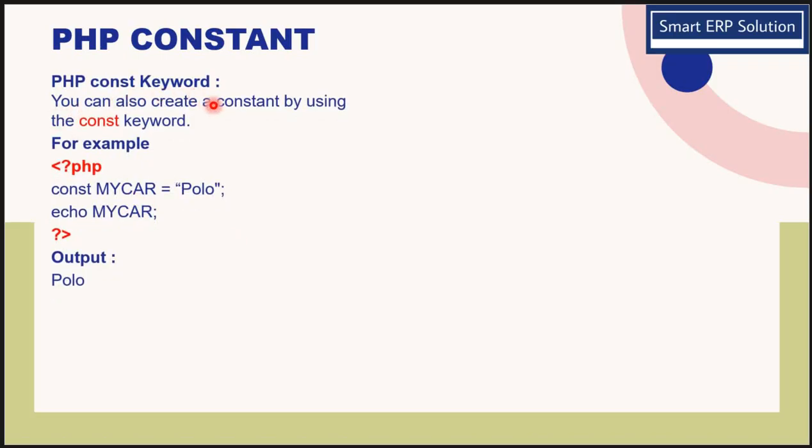PHP constant keyword. You can also create a constant by using the const keyword, C-O-N-S-T. For example, const MY_CAR equal to "polo" within the inverted commas. Then echo MY_CAR. The output will be polo.